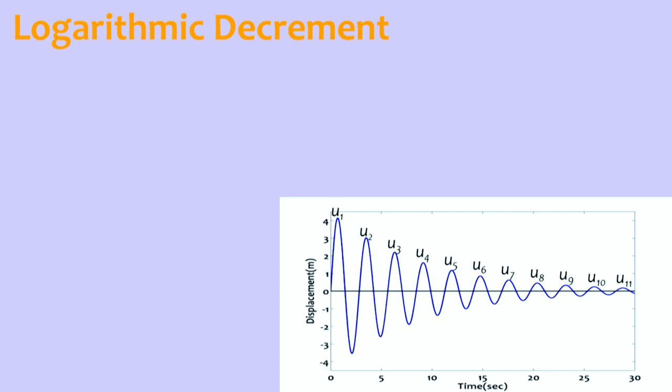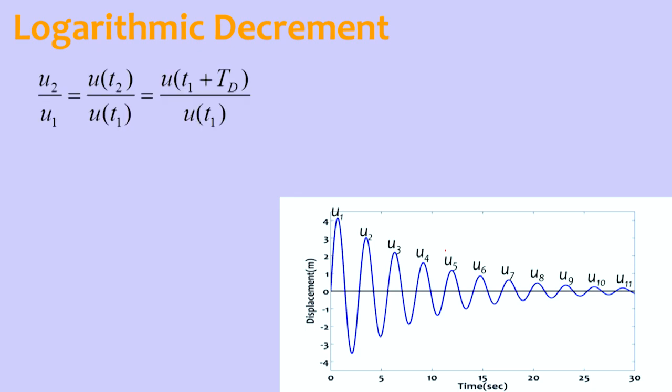Now we will discuss logarithmic decrement. As you can see, this is the response which is decaying. This decaying response has some peaks here, U1, U2, U3, U4. We will try to find out the relationship between these peaks. Are they following any pattern or not? That is what we are going to check.